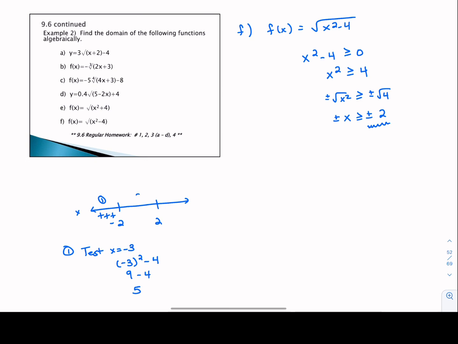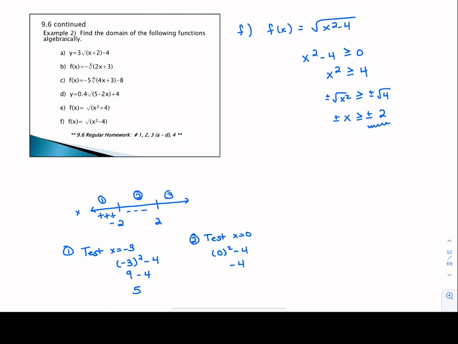Now let's pick something in this middle interval, somewhere between negative 2 and positive 2. In that second interval, I might test something like x equals 0. So 0 squared minus 4 is going to give us negative 4. I know I can't take the square root of a negative number, so this middle interval is out. It's giving me a radicand that's negative, and we know we can't use those values of x because we can't take the square root of a negative number.